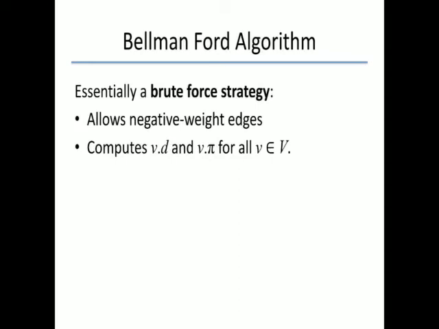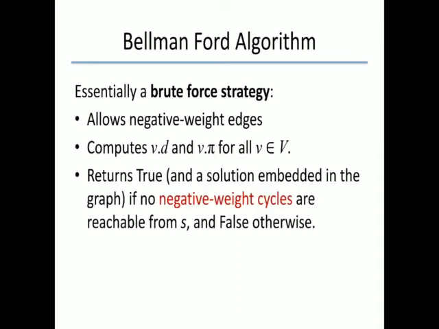And what it does is compute v.d, that is the shortest path estimate from source to v, and v.pi, that is the predecessor of v, for all the vertices that belong to V. After the iterations it returns true if there is no negative weight cycle. It returns true along with the solution that is embedded in the graph, and if there is a negative weight cycle, then it will return false.